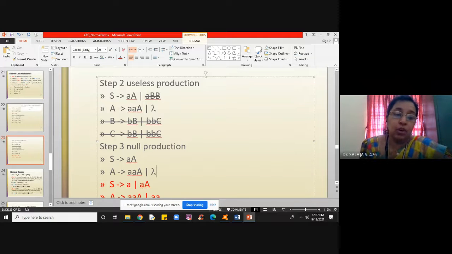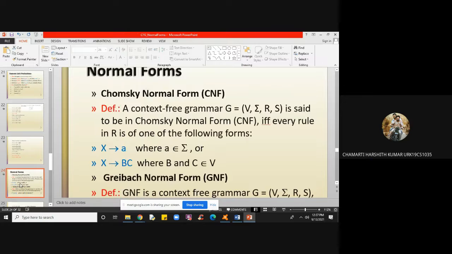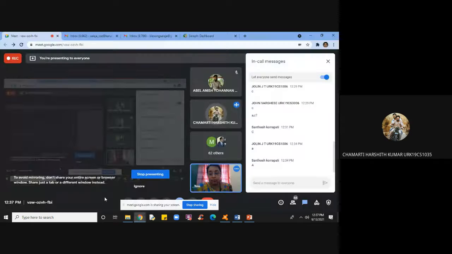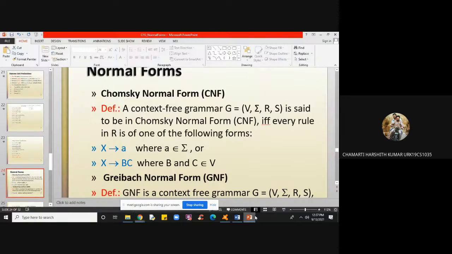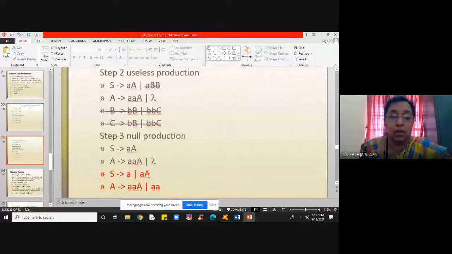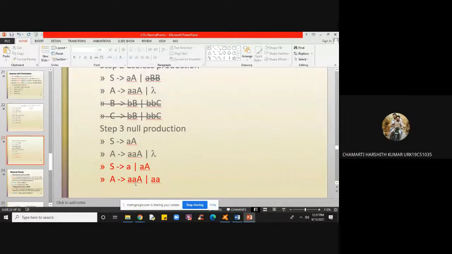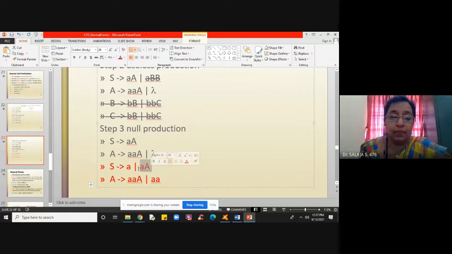Fine. So we'll go ahead with the next topic, the normal forms. Student: After removing null production, can we write AA after A? Where? This one. Yes, you can write A after A. You can write it in any order, AA or A, or whatever order it is. Order doesn't matter here.